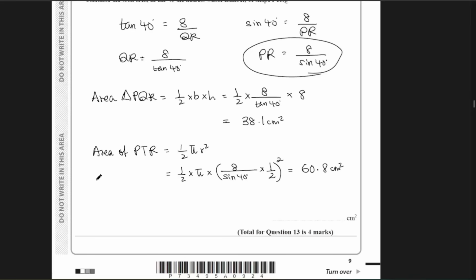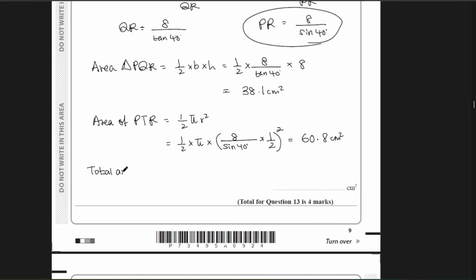So the total area PTRQ would be equal to 38.1 plus 60.8, which is equal to 98.9 centimeters squared, and this can be rounded to 99 cm squared. So the answer is 99 centimeters squared.